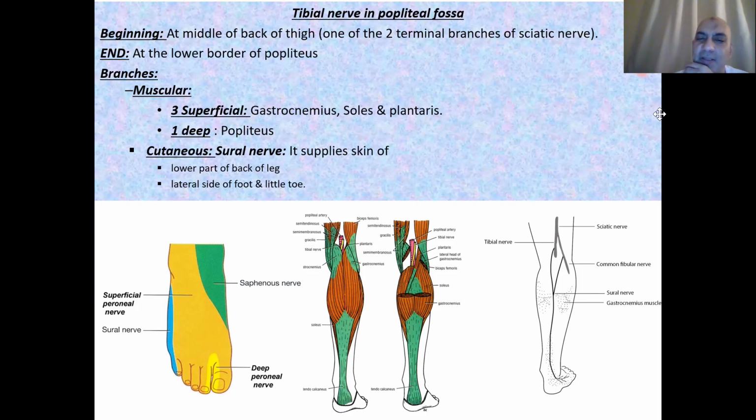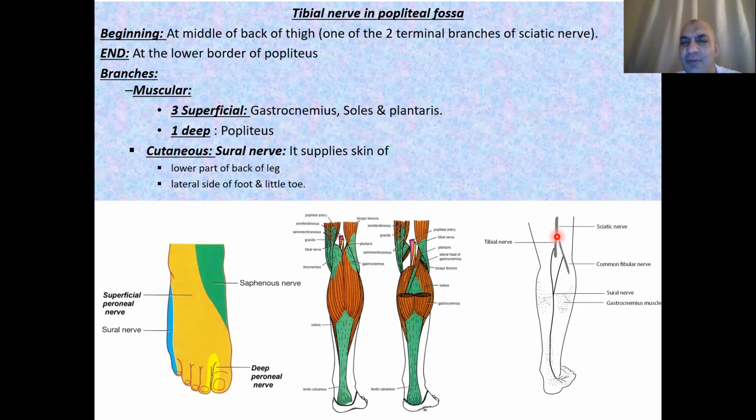Muscular, the muscles of the back of the leg are divided into a superficial and a deep group. So it is going to supply three superficial and one deep. The superficial are gastrocnemius, soleus, and the plantaris, the calf muscles. And one deep muscle is called the popliteus. So try to remember 3 and 1. 3 superficial, 1 deep.